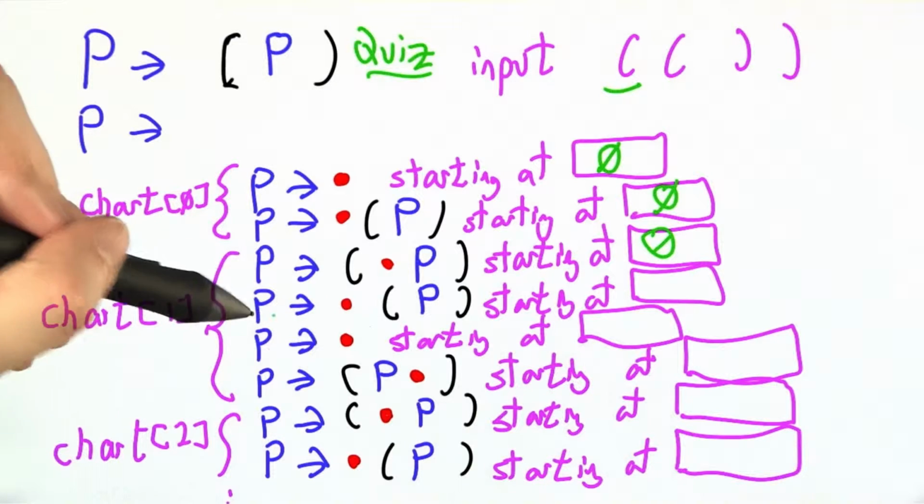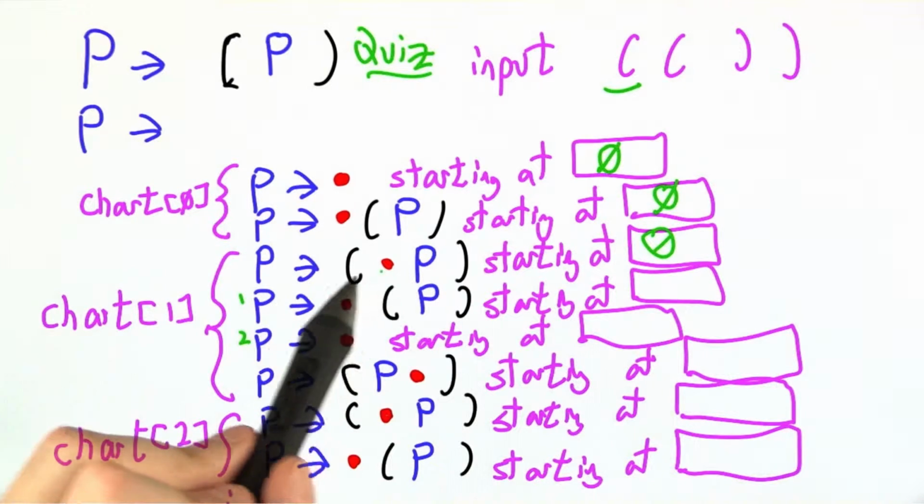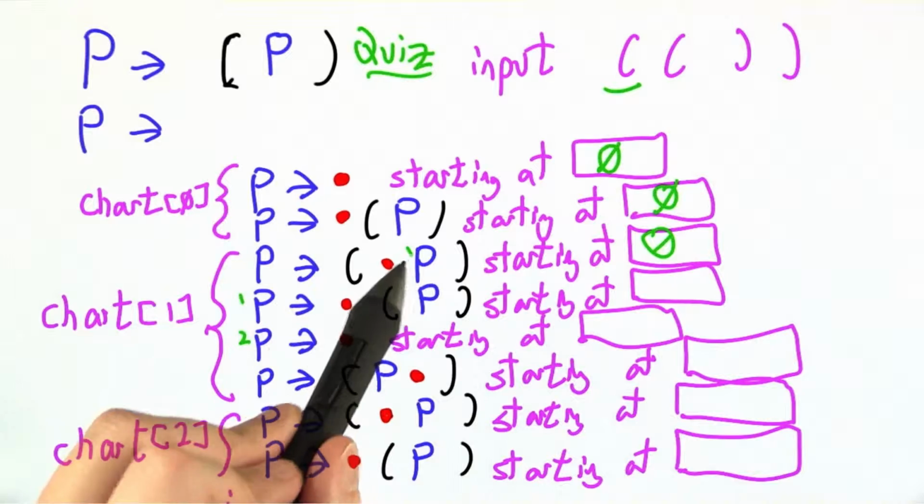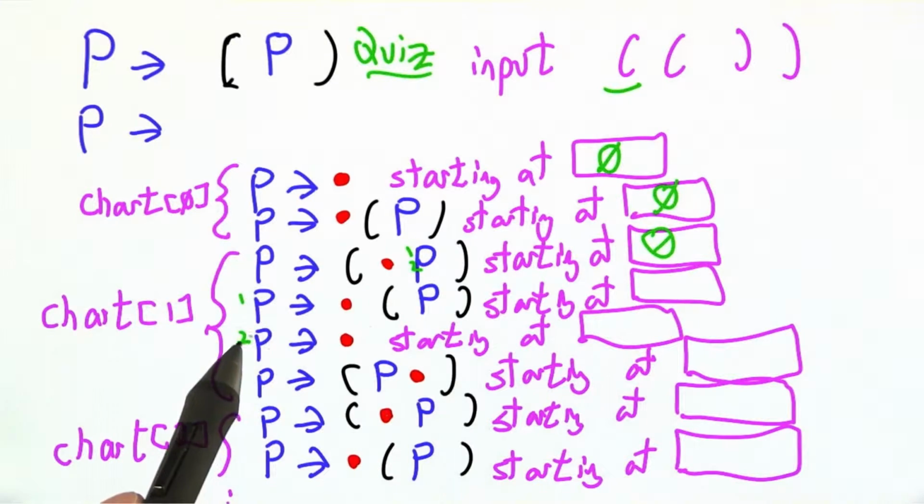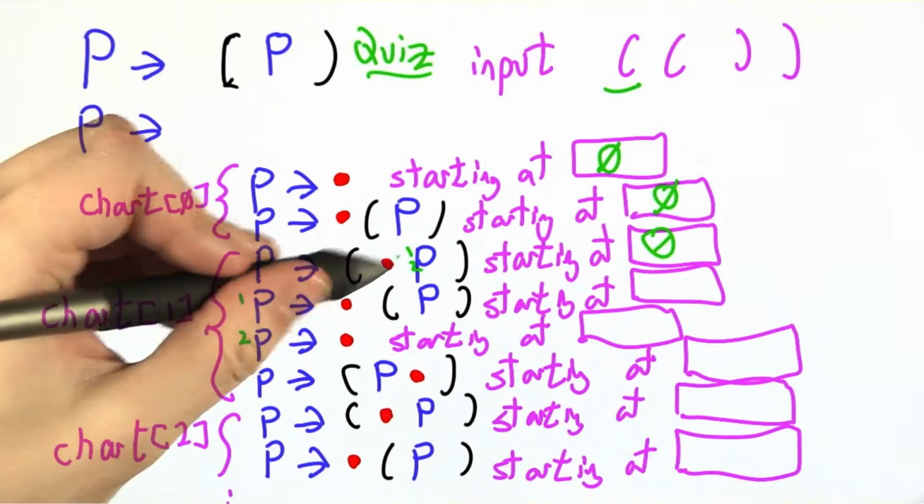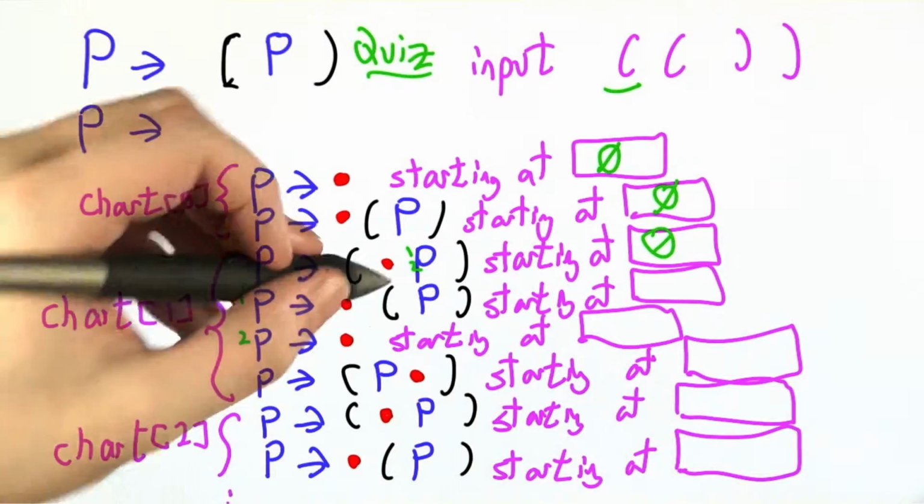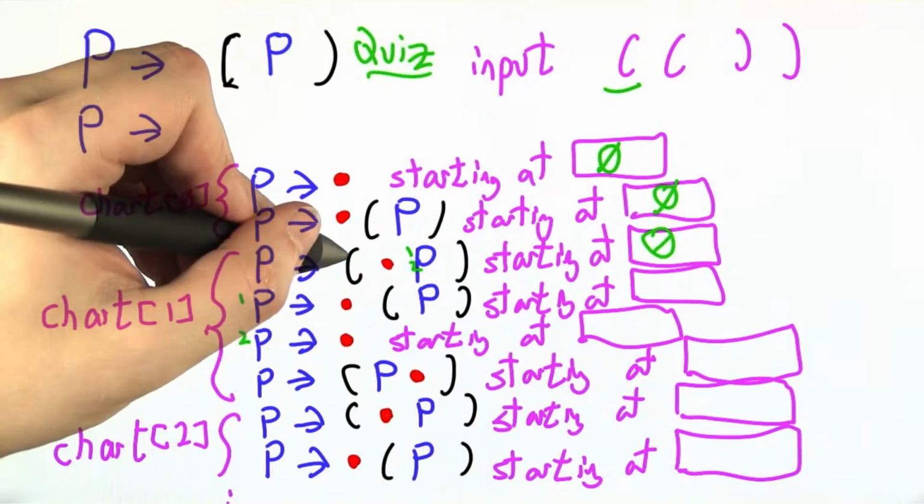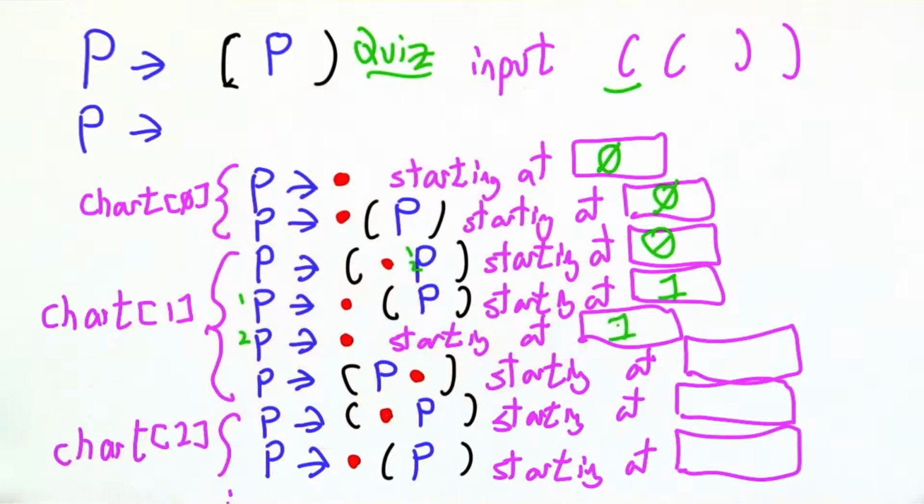They're right here, 1, 2, based on this rule and this P. I brought those two in based on thinking hard about chart 1, and they assume that I've already seen this left parenthesis. These two rules start at position 1.